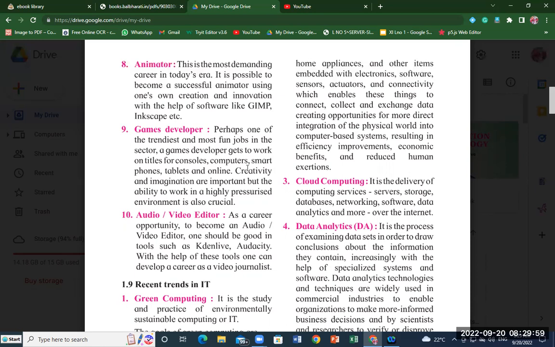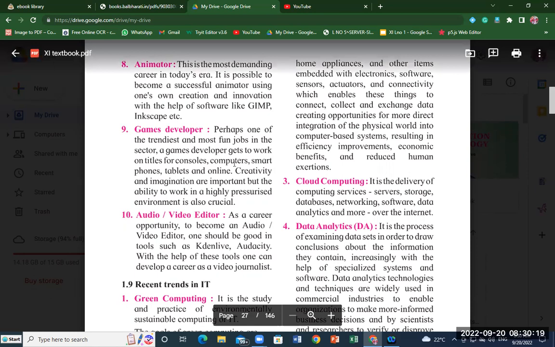If this first level is over, then they should go to a second level. What should be there in the second level? So this logic has to be there. Creativity has to be there. Imagination has to be there, right? If you have all those things and if you are good at creating, then you can go for game development.